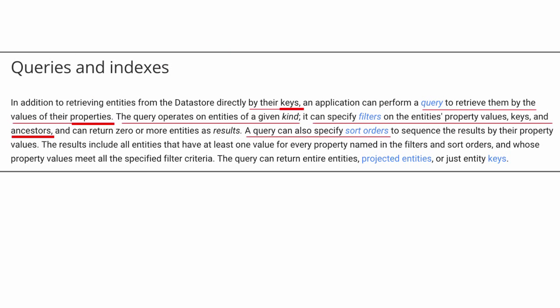Yeah. So here you see keys, properties, ancestors, and it talks about those 3 ways that you can get data out of the data store. You get it directly by their keys. An application can perform a query to retrieve them by the values of their properties. The query operates on entities of a given kind. It can specify filters on the entity properties, values, keys, and ancestors. So you could do filters on ancestors. And you could also specify sort order.